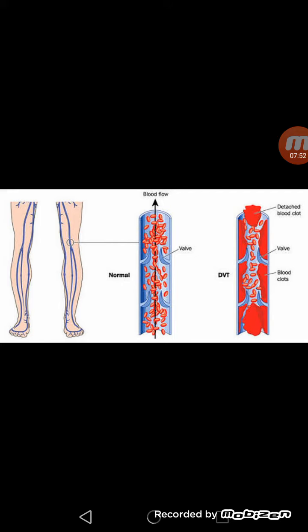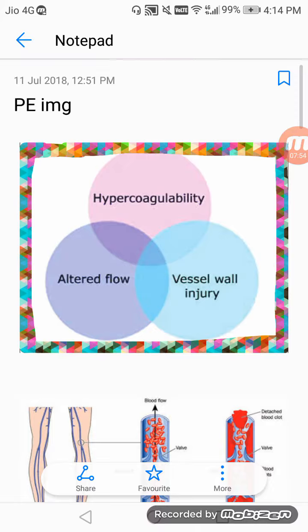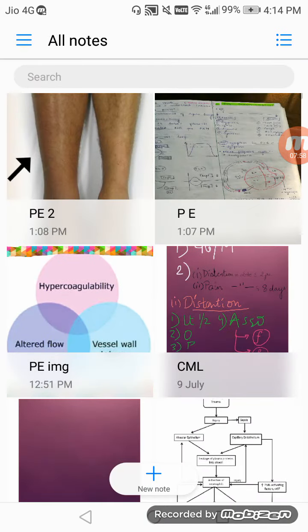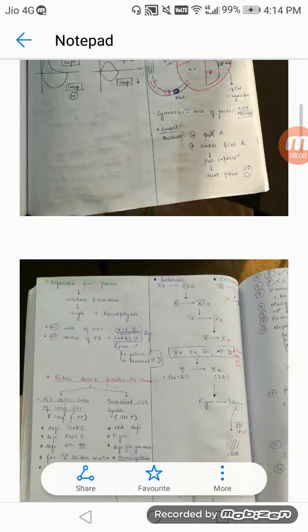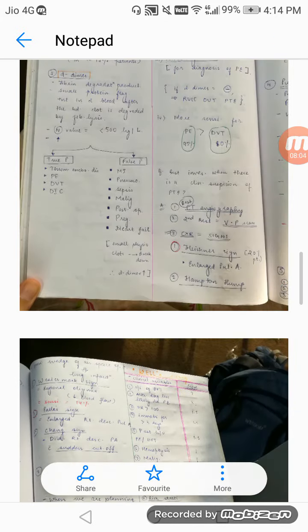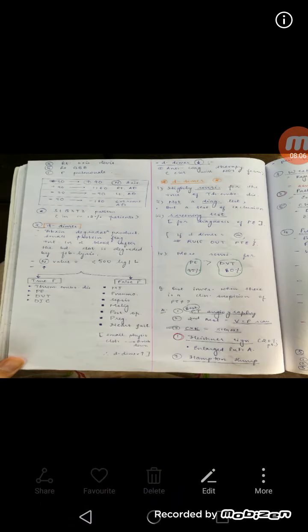Now let us come to the investigations. In investigations, first let's have a look a little bit at the theory, and then we will look at the images, because there are so many images, and we'll discuss all of them properly. So the first investigation that we go for is ECG. It is not the investigation of choice, but I'm just telling you as it is written in the notes, and then I will tell you which investigation to start with and how you will manage the case. That will be done in one go.